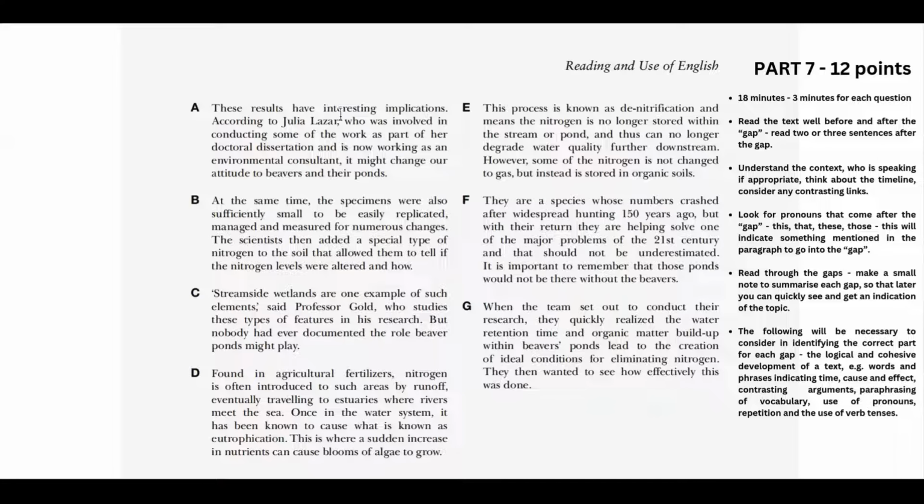We know that A was about this woman and her work at university. We know that B was in the laboratory talking about specimens. We know that C talked about Professor Gold and his research. We know that D talked about this nitrogen process and the plants. So if you make a small note here, you can see very quickly and not have to reread all over again.